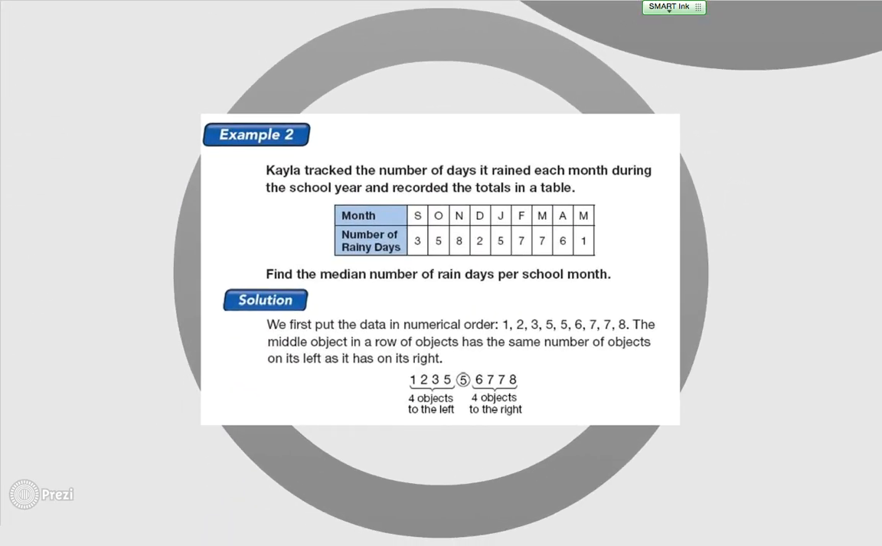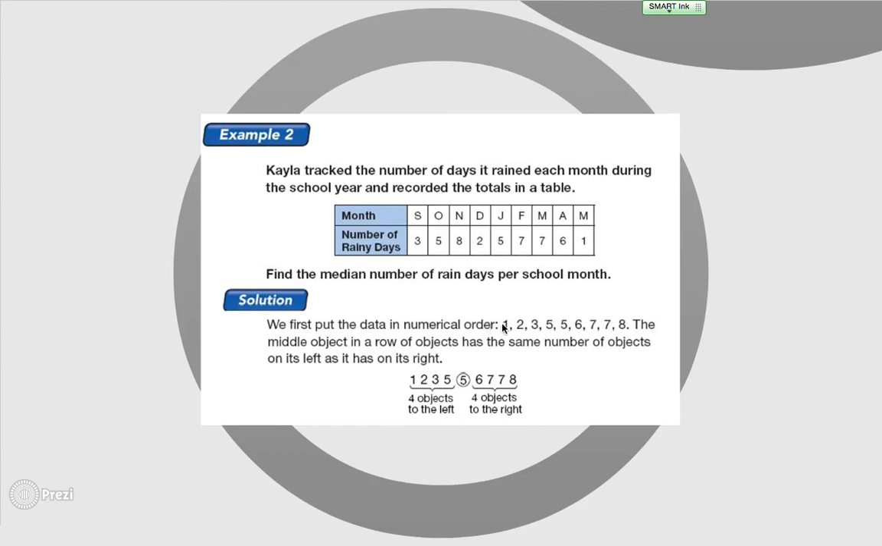Here's example number 2. Kayla tracked the number of days it rained during each month of the school year and recorded the totals in a table. It started in September, October, November, December, January, February, March, April, and then May. What you're going to do is find the median number. And so you're going to order all these from least to greatest.